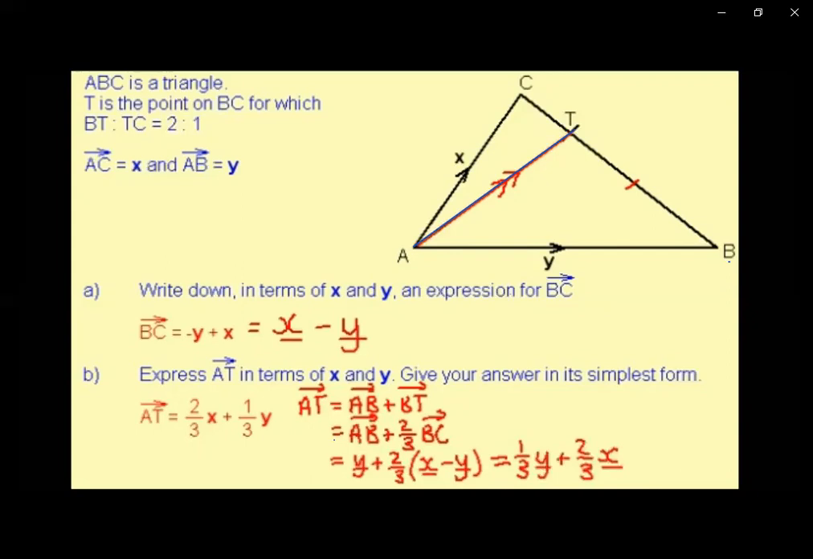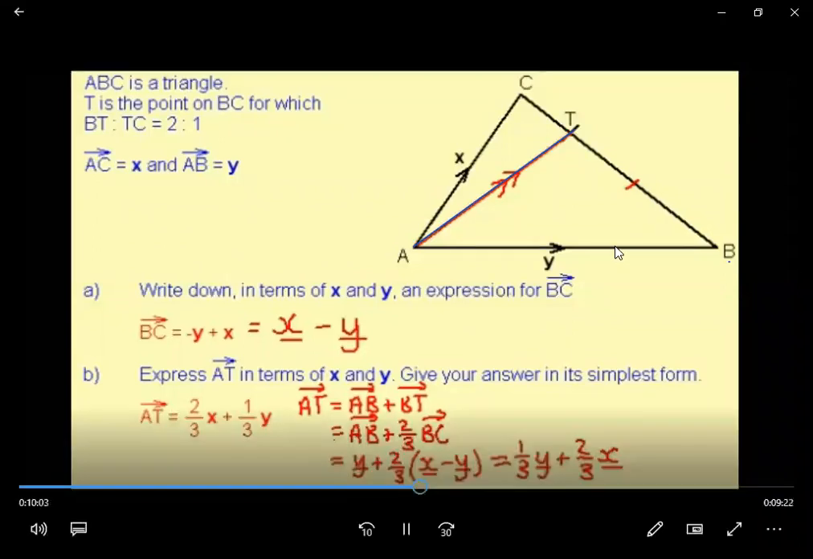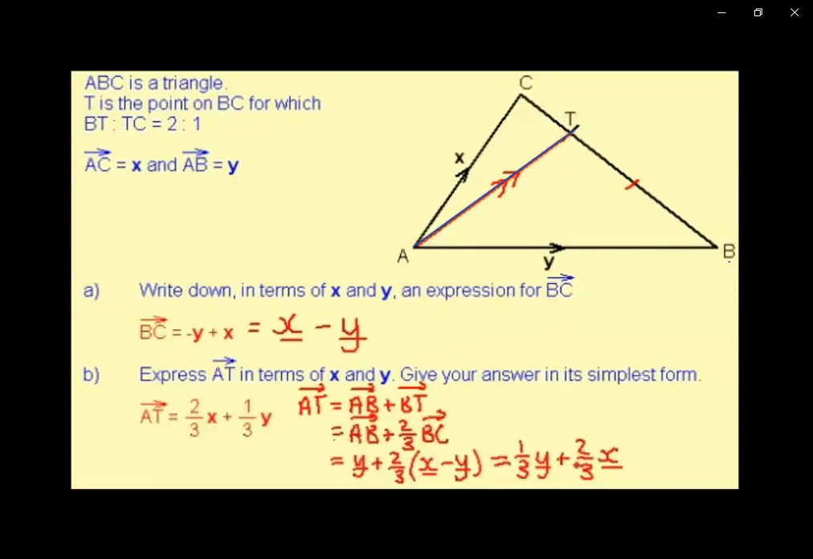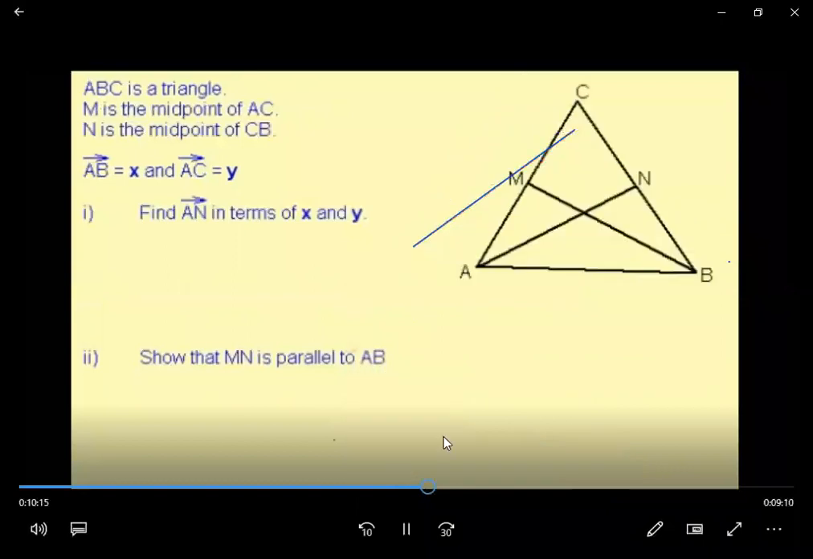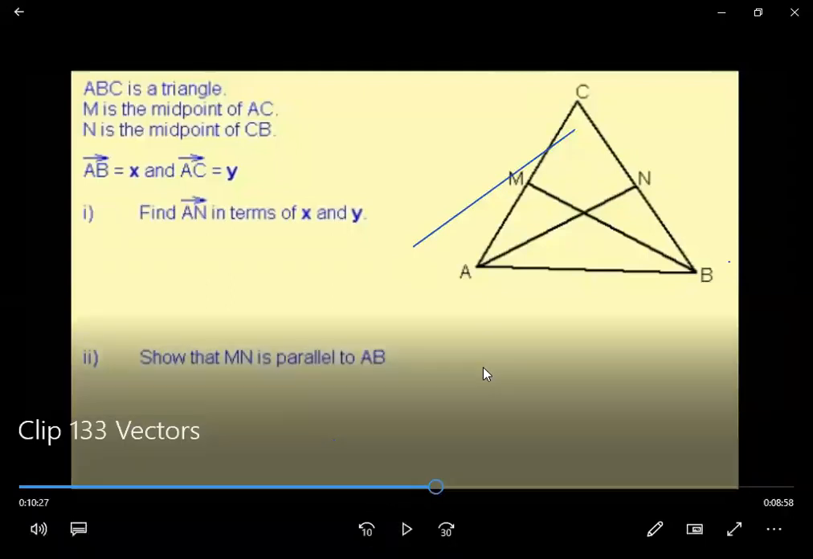Now, although this answer is written in a different order to this answer, we can see that it's the same, 1/3 of vector Y and 2/3 of vector X. Another way to get this answer would have been to go from A to C and then from C to T. You may have done this, but you should have the same answer. Here's a question where you're going to do part 1 and then I'm going to do part 2. Press pause and have a go at part 1 only. When you're ready for the answer, press play.